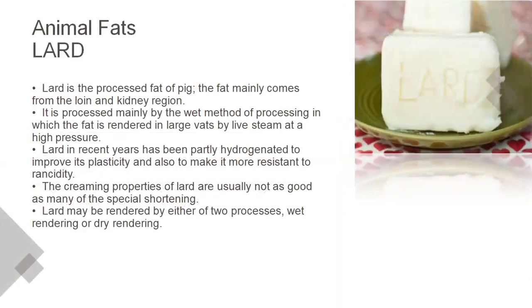Now we'll go one by one with animal fats. Under that, the first one is lard. What is lard? Lard is a processed fat of pig. The fat mainly comes from the lung and kidney region, the part of their body.